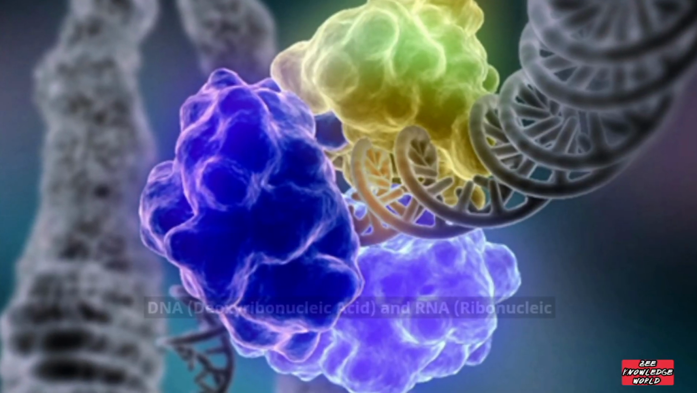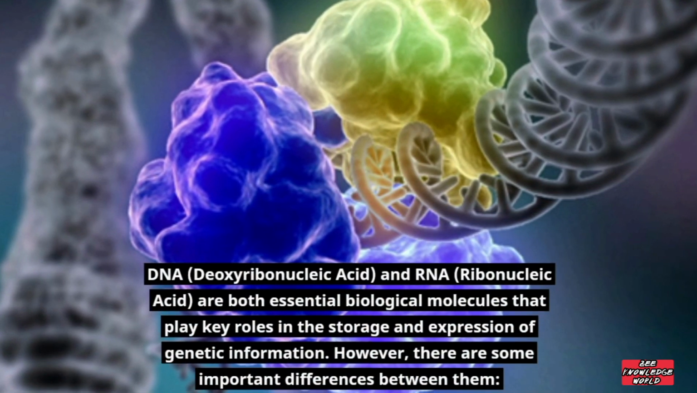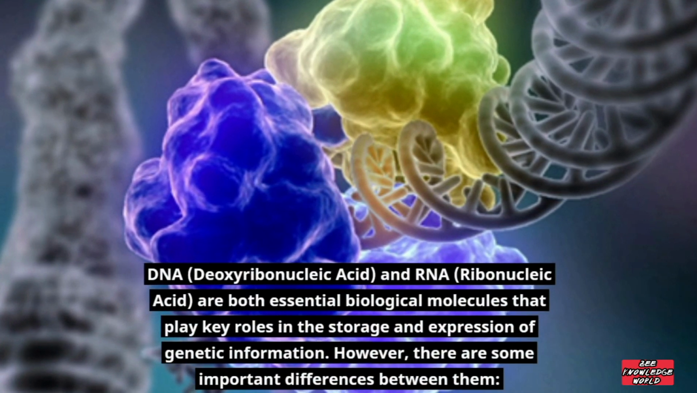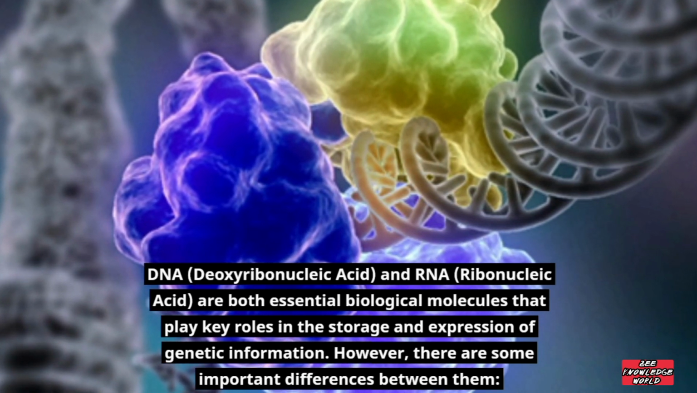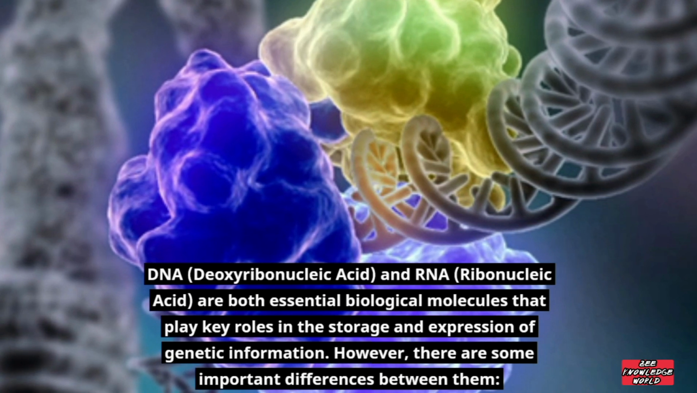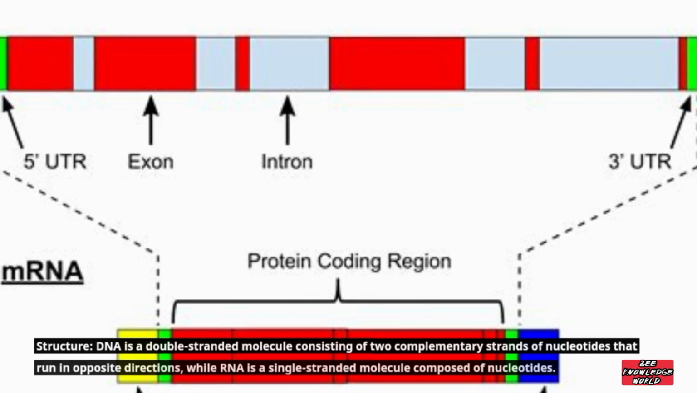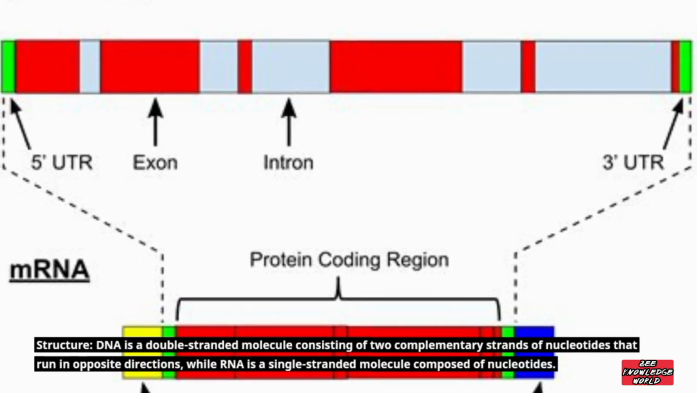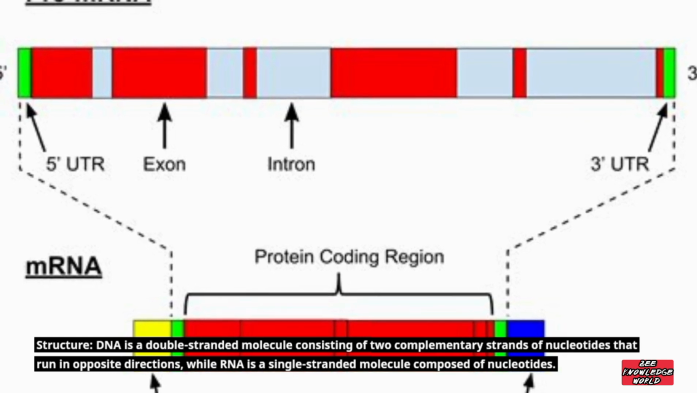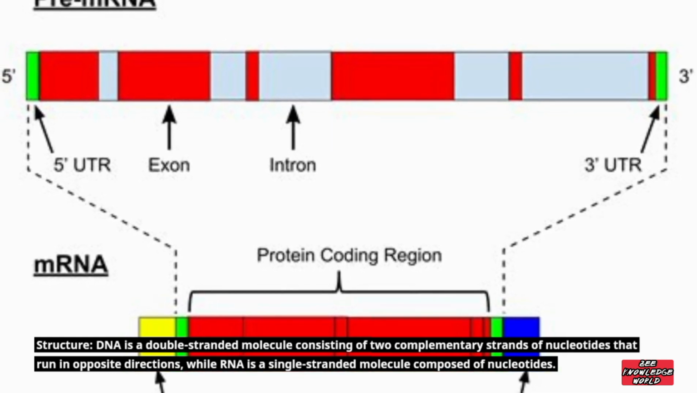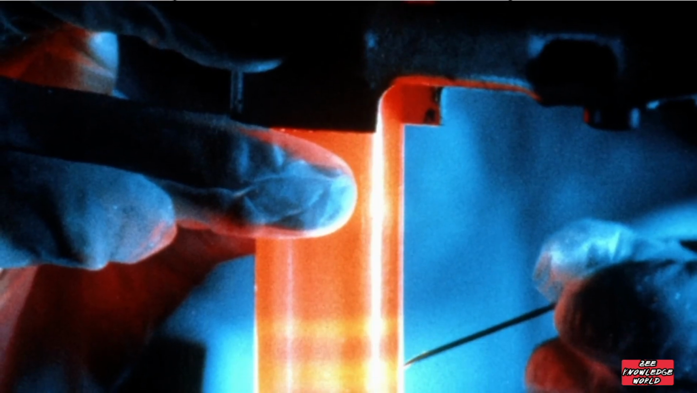DNA (deoxyribonucleic acid) and RNA (ribonucleic acid) are both essential biological molecules that play key roles in the storage and expression of genetic information. However, there are some important differences between them. Structure: DNA is a double-stranded molecule consisting of two complementary strands of nucleotides that run in opposite directions, while RNA is a single-stranded molecule composed of nucleotides.